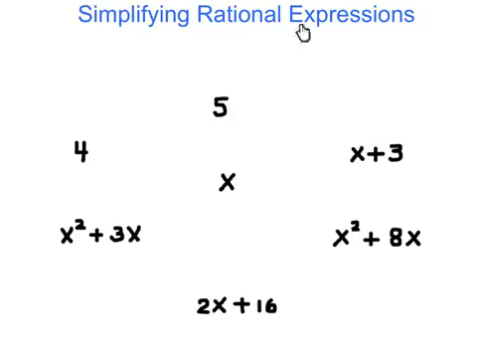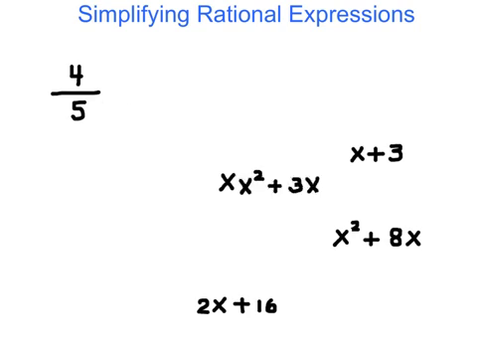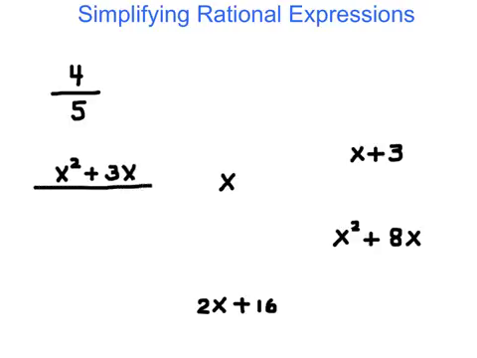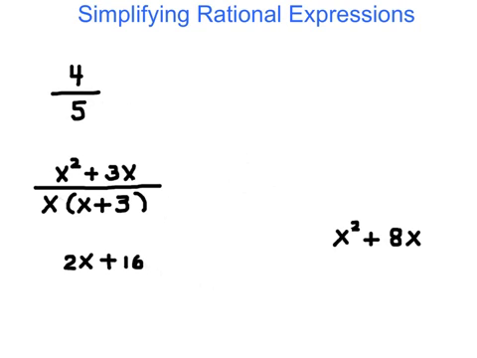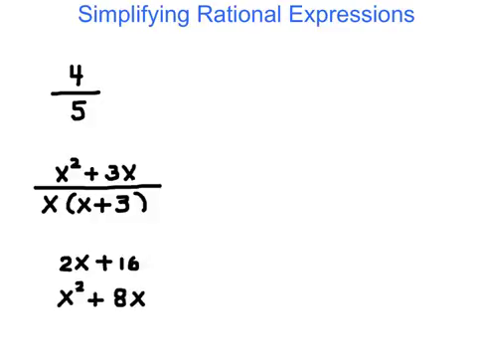When we're talking about a rational expression, we're talking about a ratio of one of these polynomials. For example, we could have 4 over 5. Or we could have, let's try one down here, x squared plus 3 over x times (x plus 3). I better put parentheses around this x plus 3. And our last expression will be 2x plus 16 over x squared plus 8. So now, by making a ratio of two polynomials, I have created 3 rational expressions.